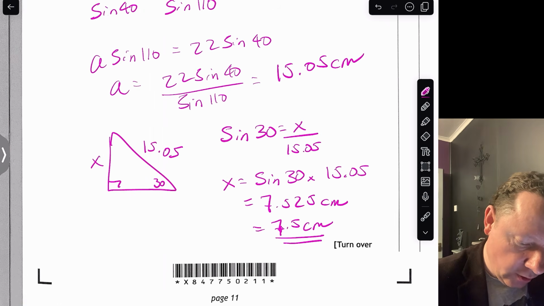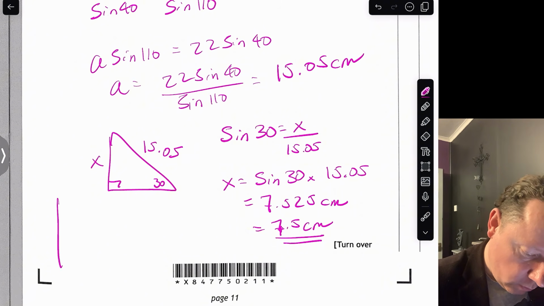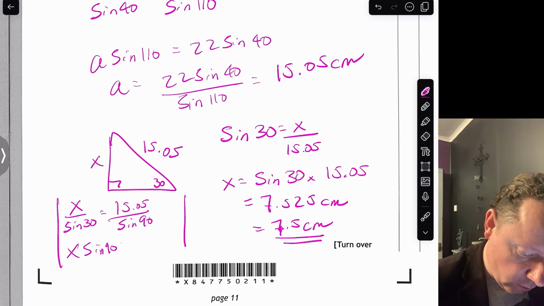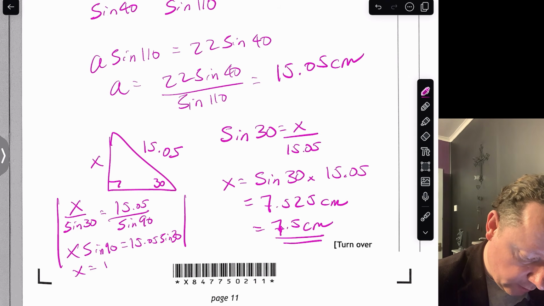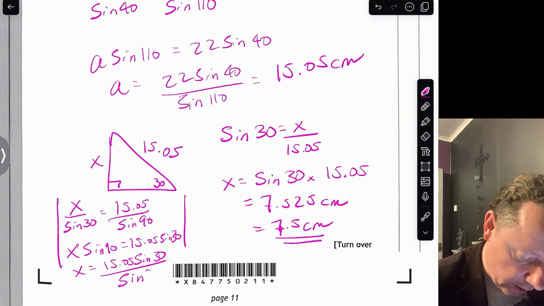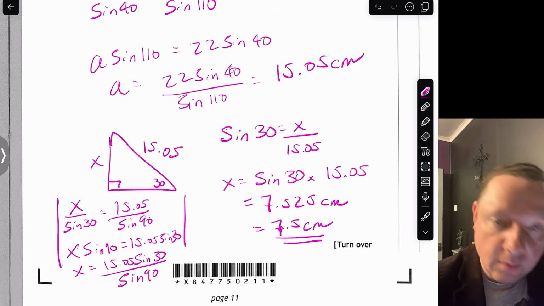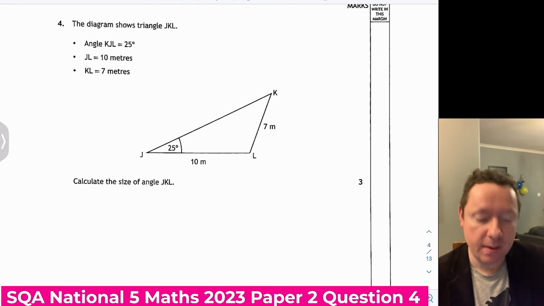Or if you wanted to use the sine rule again, then you could say, if I just do this at the side, x over sine 30 equals 15.05 over sine 90. And if you rearrange that, you get x sine 90 equals 15.05 sine 30, which means that x is 15.05 sine 30 over sine 90. But because sine 90 is 1, and if you use your calculator, you'll get the same answer of 7.5. And we're done there.